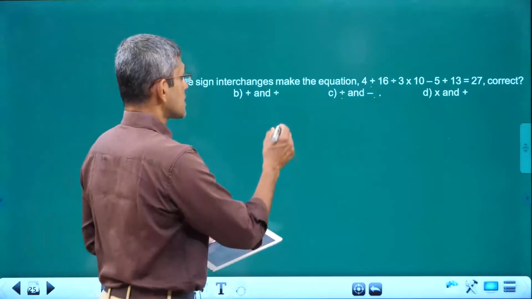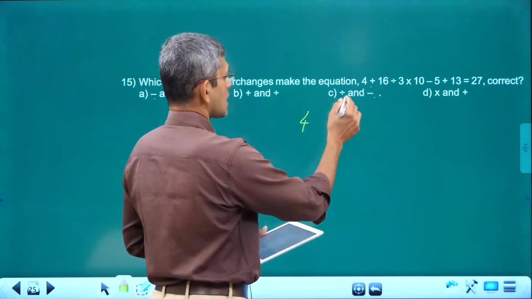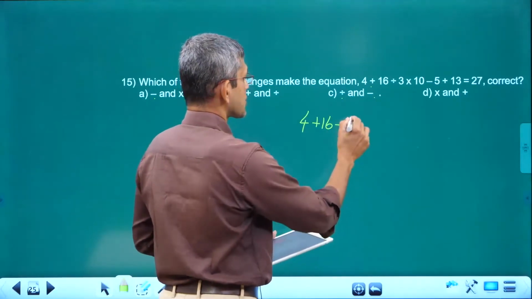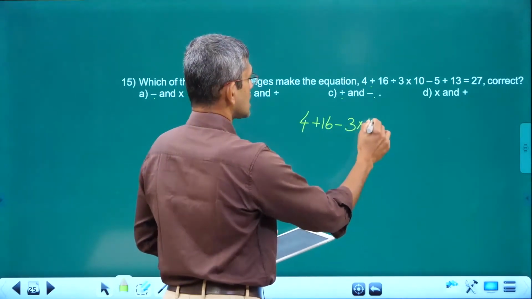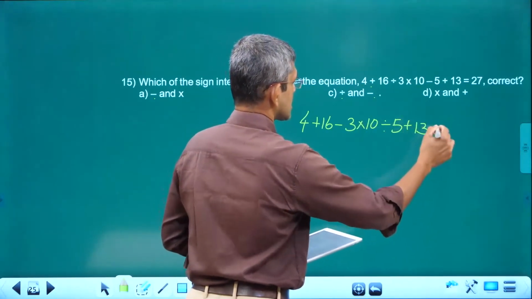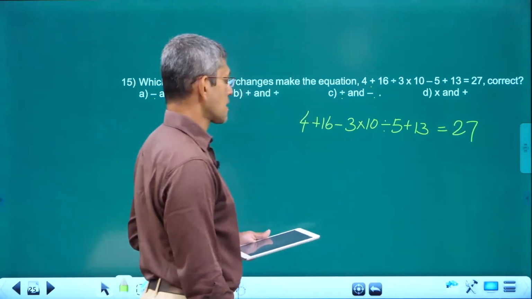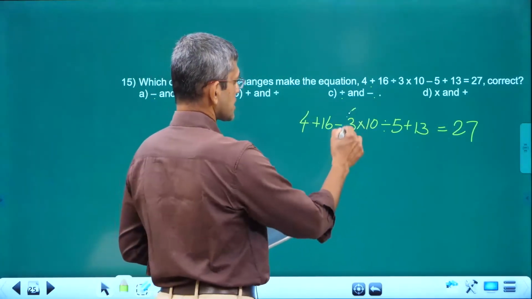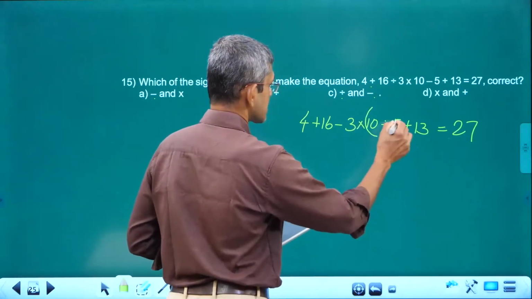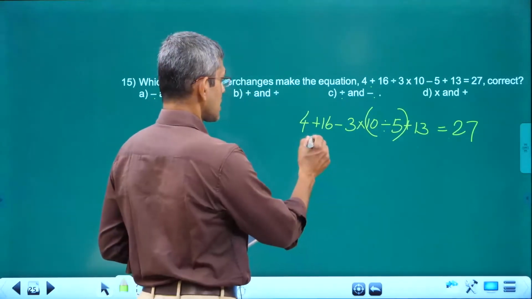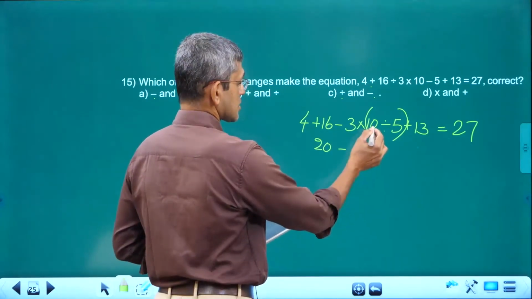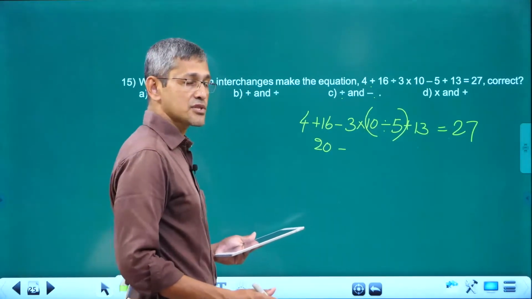Okay, now see, if we have 4 and plus 16 and that divided by means minus. 3 into 10 minus means divided by 5 plus 13, that's equal to 27. Check it out. Here we have is 3 into 10 and here we have division as well. So division first, 10 divided by 5. So here we have 4 and 16, that is 20. 20 minus 3 into 10 divided by 5 is 2.